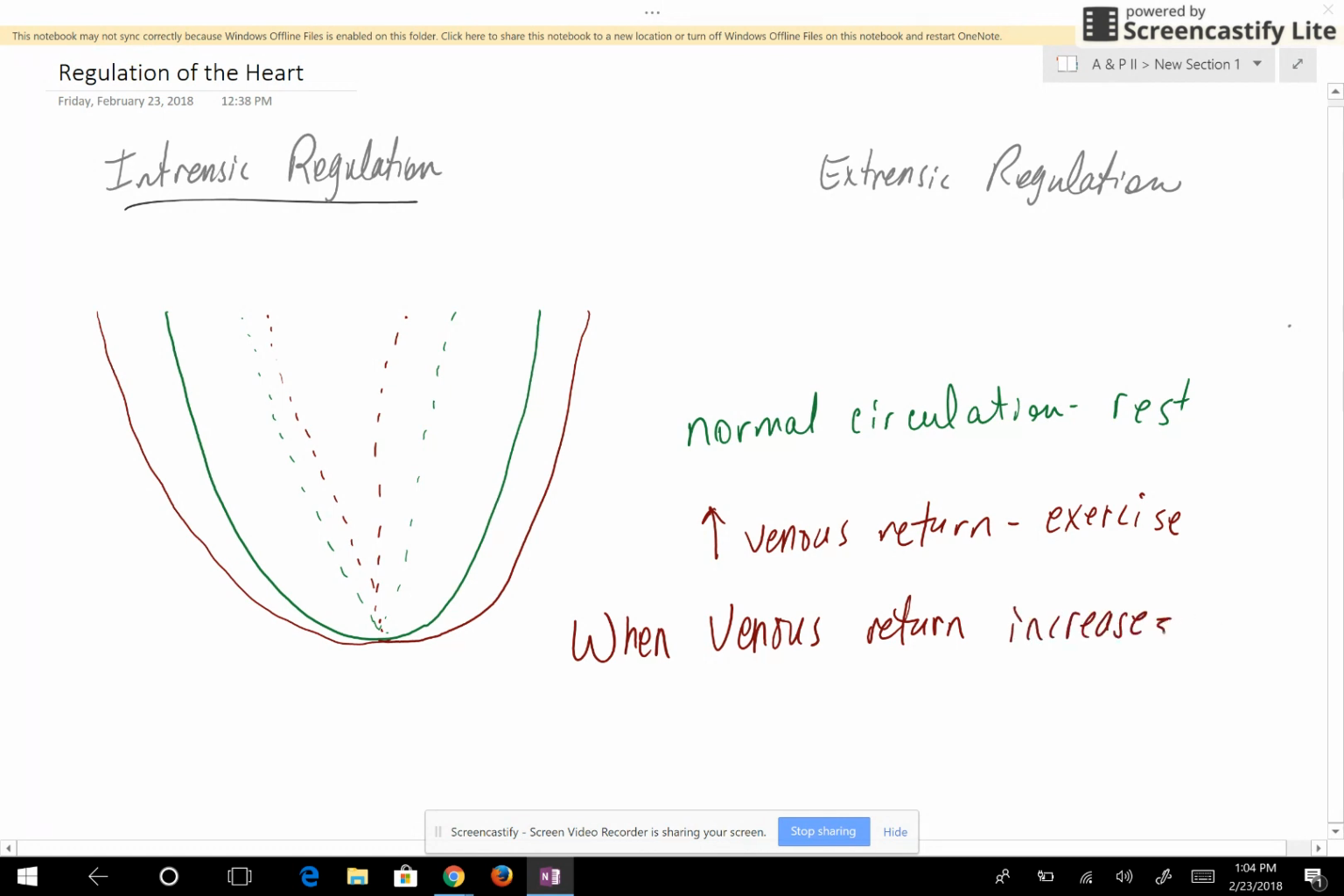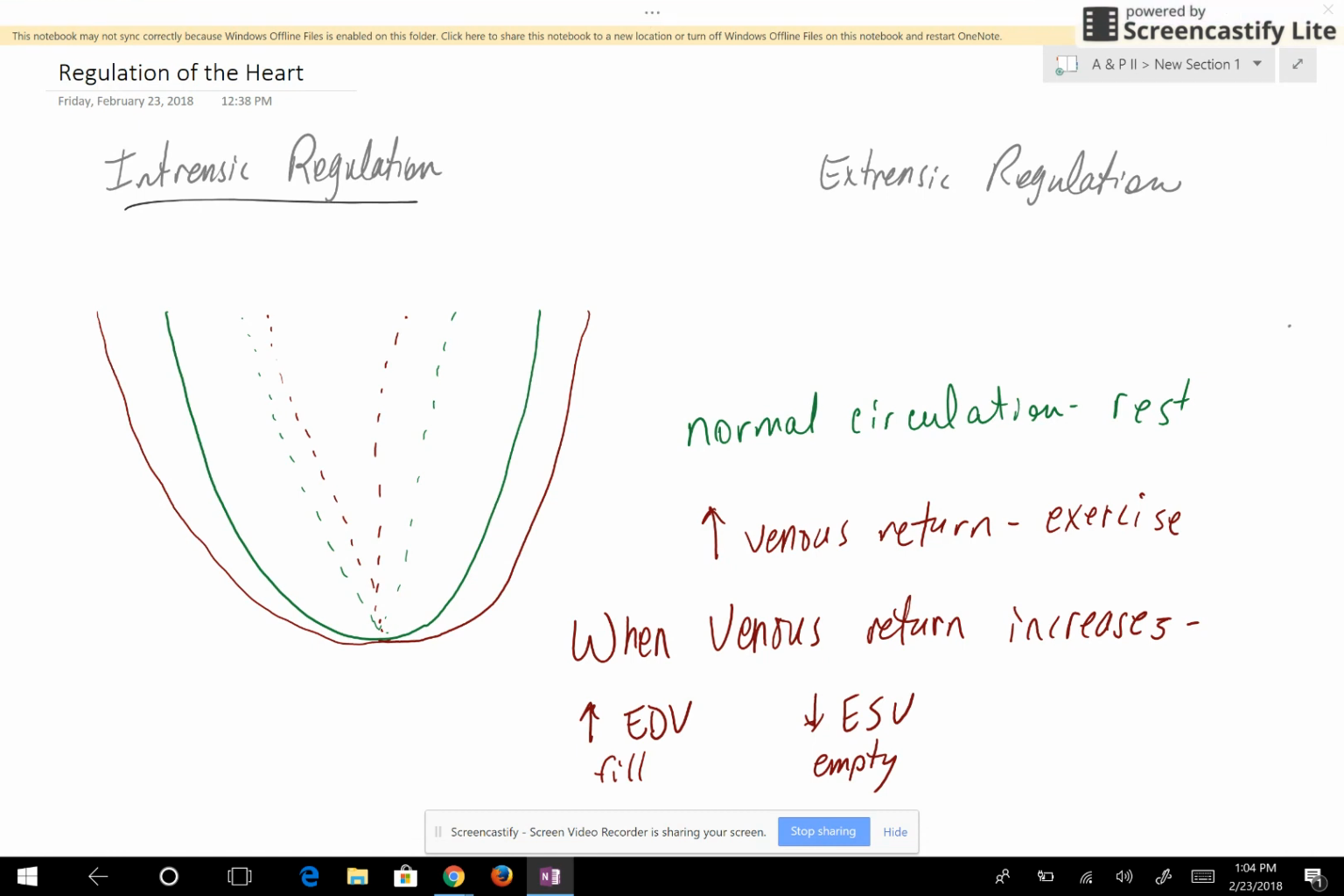Okay, you know that when venous return increases, that means more blood goes to the heart. This is going to increase the end diastolic volume, so it's going to fill the ventricles up more, and it's going to decrease the end systolic volume, which means that it's going to empty the ventricles more.